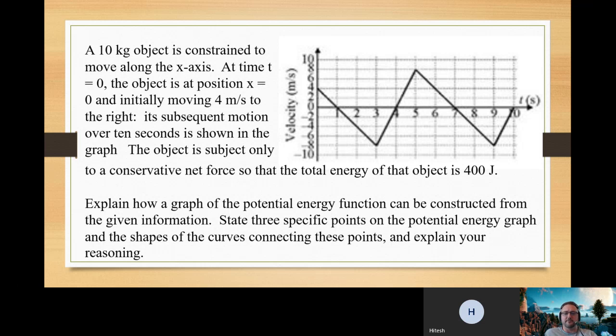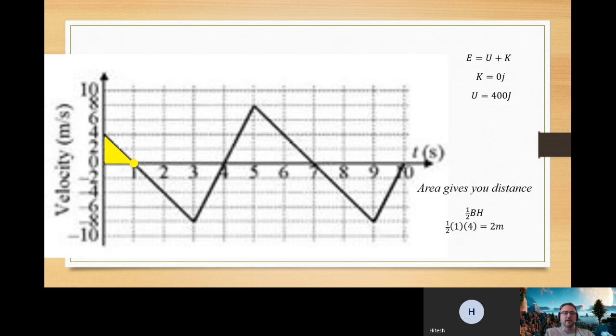Because like it says, state 3 specific points on the potential energy graph, and the shape representing those points, connecting these points, and explain your reasoning. All right, so first thing we're gonna do is go over, and here's the graph. And what I'm gonna do is start picking my points so that I can get the points on what the potential energy function is gonna look like. So first point I'm gonna pick is there.